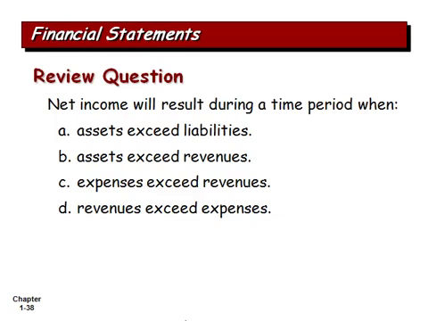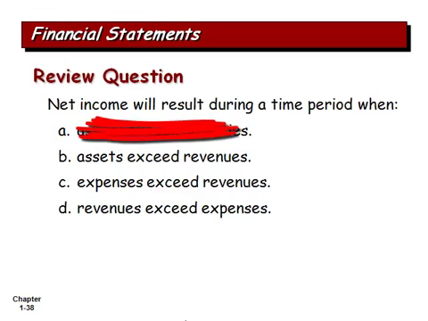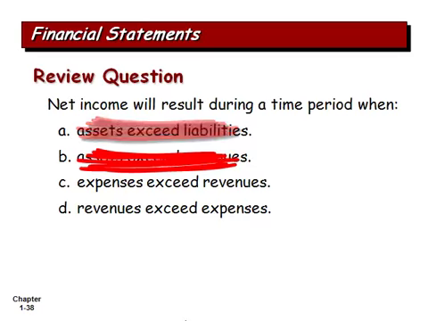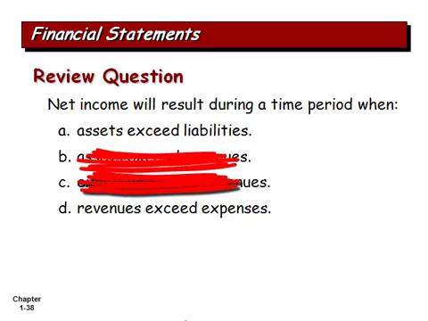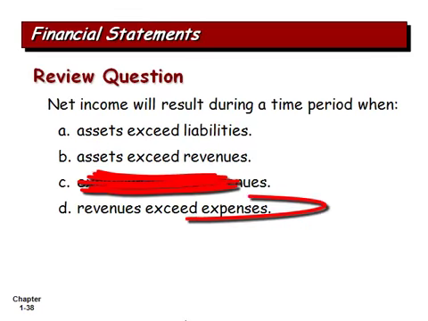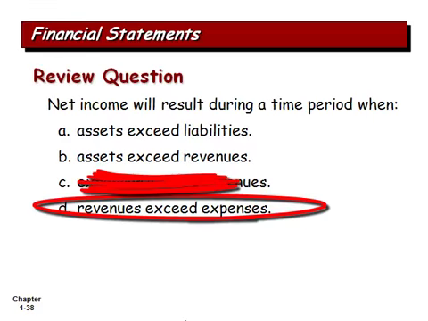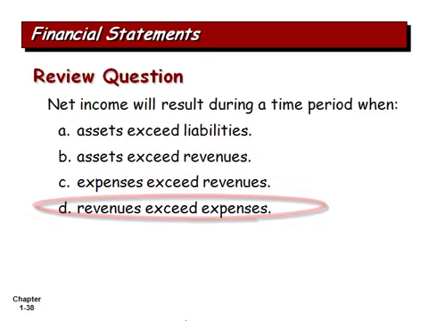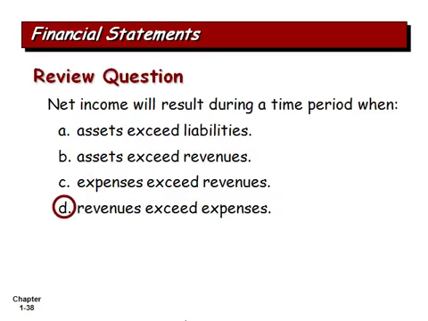Quick question here. Net income will result during a time period when assets exceed liabilities. That's not the case. Assets exceed revenues. That's not the case. Expenses exceed revenues. If that's the case, we got a net loss. So I'm going to go with answer D here. Revenues exceed expenses. We've generated more revenue than we had expenses. That gives us net income.